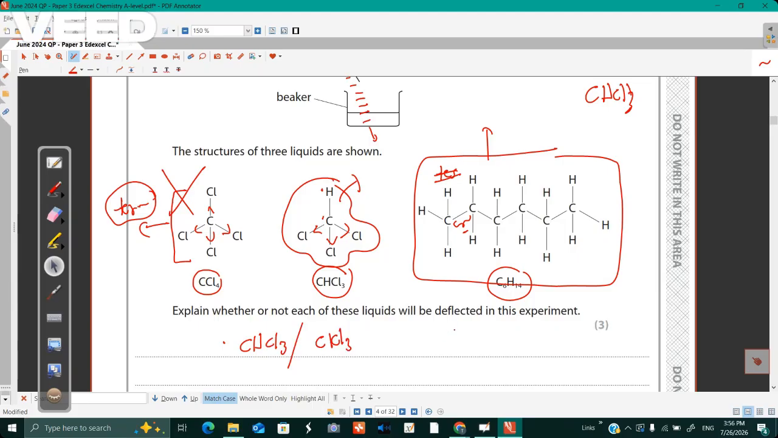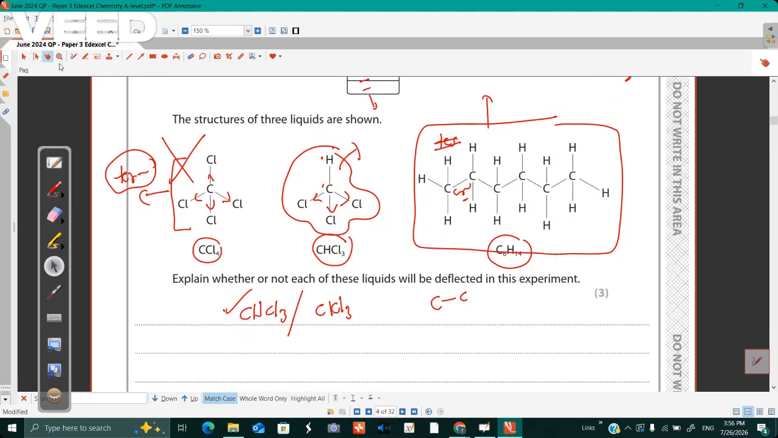We should take a bond atom between the bond. This bond is polar, right? So this contains polar bonds. But C6H14, it is non-polar. No bond polarities, right? And the second point, the symmetry. CCl4 is a symmetric molecule, therefore, even though bonds are polar, the polarities are getting cancelled off.